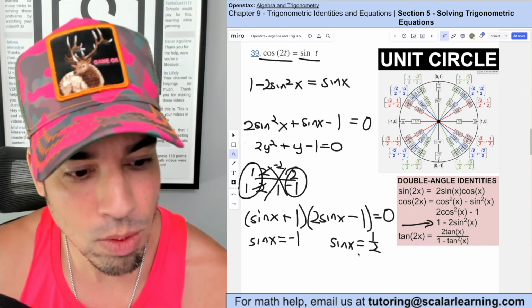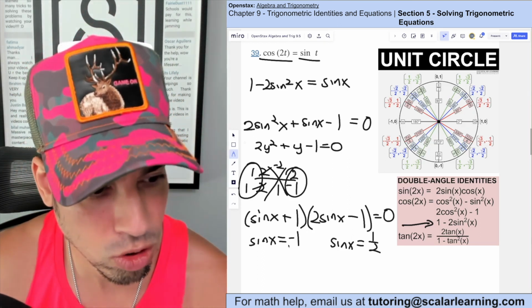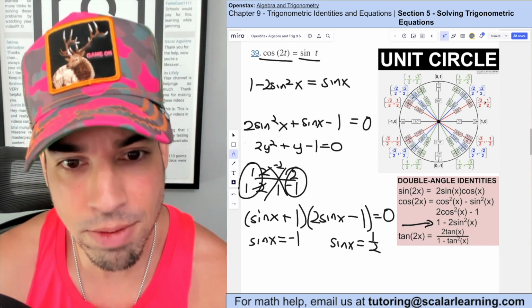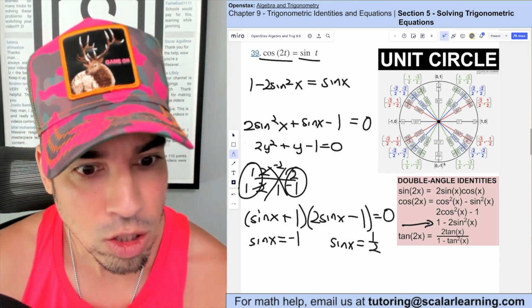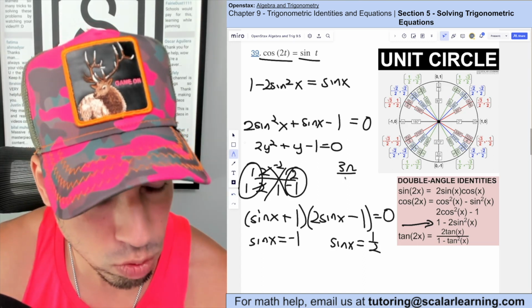Okay. All right. So now we have this. Now let's go to our unit circle and see if we can find these solutions, because this is all in the unit circle. So sine corresponds with the y values of the coordinates on the unit circle. So I see -1 just in one spot. So that means one of our solutions is 3 pi over 2.